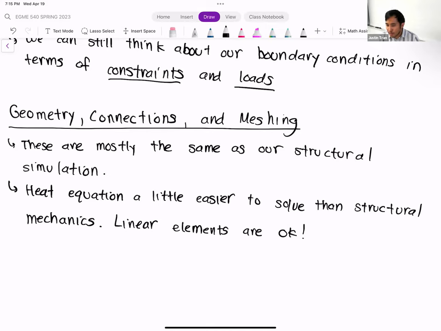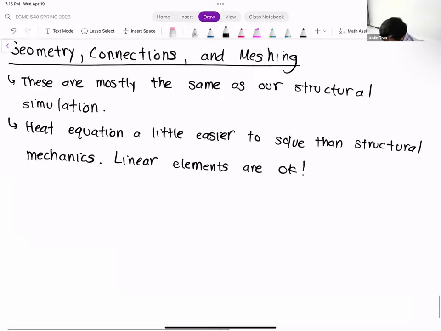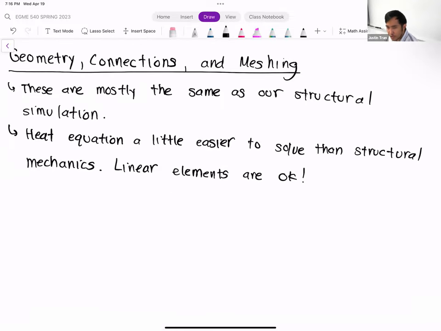I don't bring it up too much in this class just because I know this is more of an applications-based class. And so I want to do applications that people find most relevant. But from a theory point of view, the heat equation is a lot simpler. So that's why it's presented there. So that's kind of one big difference. Okay, so geometry, connections, meshing, all those are the same, except you have a little bit of extra leeway. So let's talk about boundary conditions.